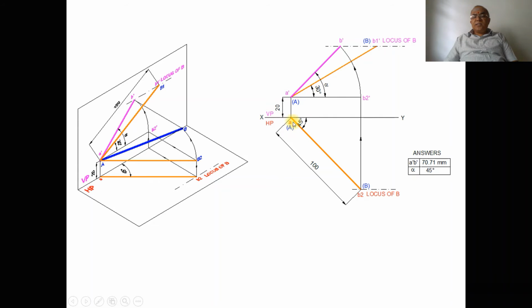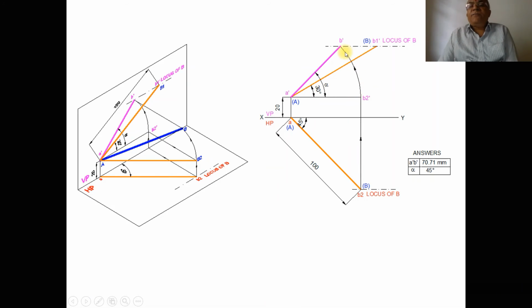Here we are considering the top view true length, which is AB2, of 100 mm length, having an angle of 45 degrees. We know that A dash is above HP by 20 mm, so its corresponding front view should be parallel to XY. What is the corresponding front view? A dash B2 dash. A dash is above HP by 20 mm, so B2 dash should also be above HP by 20 mm. Therefore, from B2 you draw a vertical projector such that it cuts the locus of A here, and you mark this point as B2 dash.